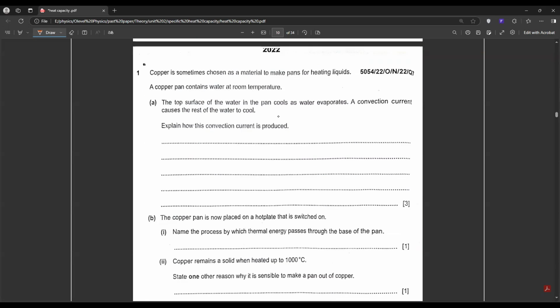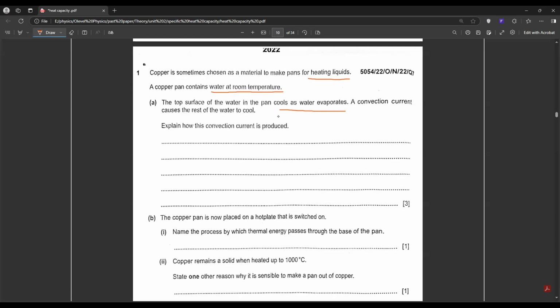Okay, let's see this. Copper is sometimes chosen as a material to make pans for heating liquids. A copper pan contains water at room temperature. The top surface of the water in the pan cools as water evaporates. A convection current causes the rest of the water to cool. Explain how this convection current is produced.